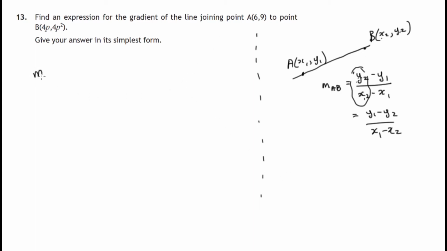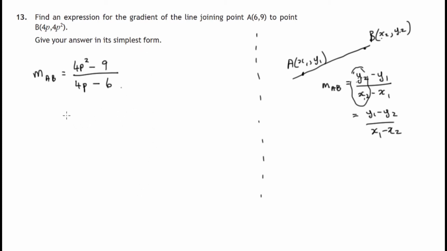So here we go. Gradient of the line joining A to B, with the y difference, that's 4p squared minus 9 over the x difference, 4p minus 6. So that's the first stage. Now we have to simplify this.